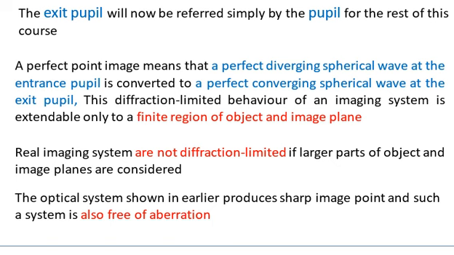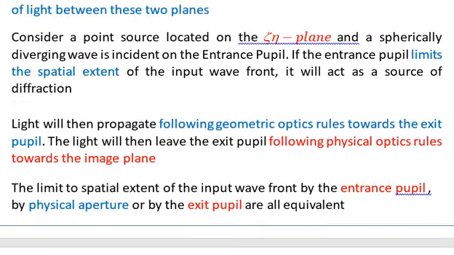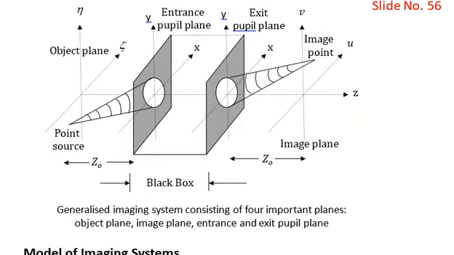The optical system shown earlier produces a sharp image point, and such a system is referred to as an aberration free system. So you see that in our optical system, for example in this case, a perfect spherical wave is incident on the entrance pupil, and similarly a perfect converging spherical wave will leave the exit pupil. So it will also produce a sharp image of the point source located at the object plane, that is at the zeta-eta plane. So a sharp image point will be located at the UV plane corresponding to the point object at the zeta-eta plane.